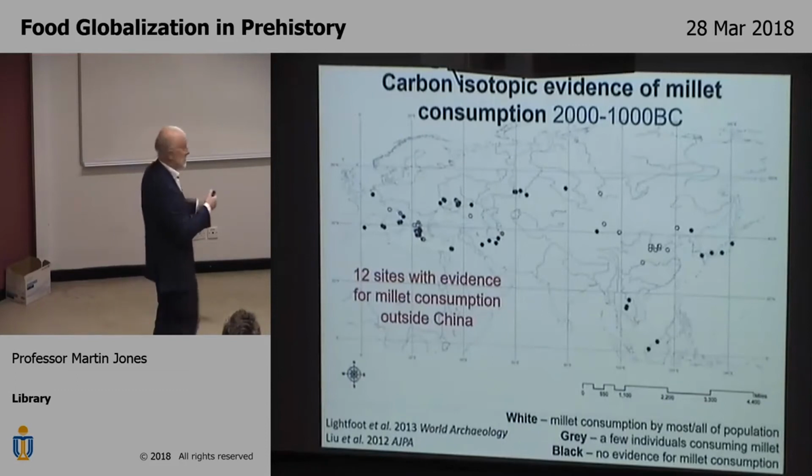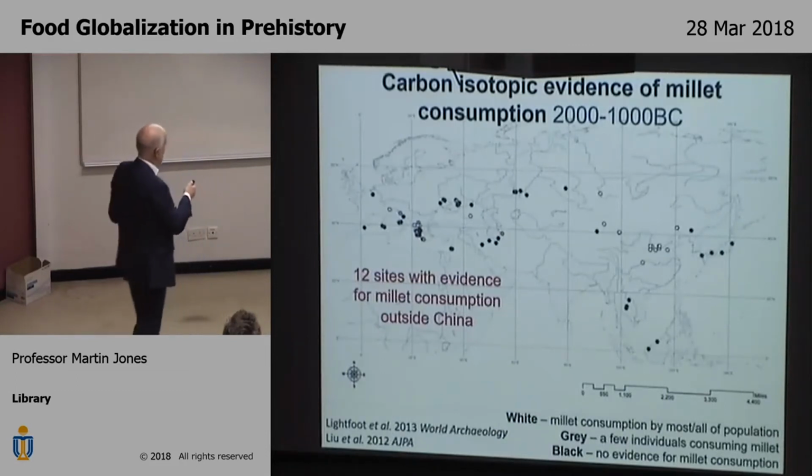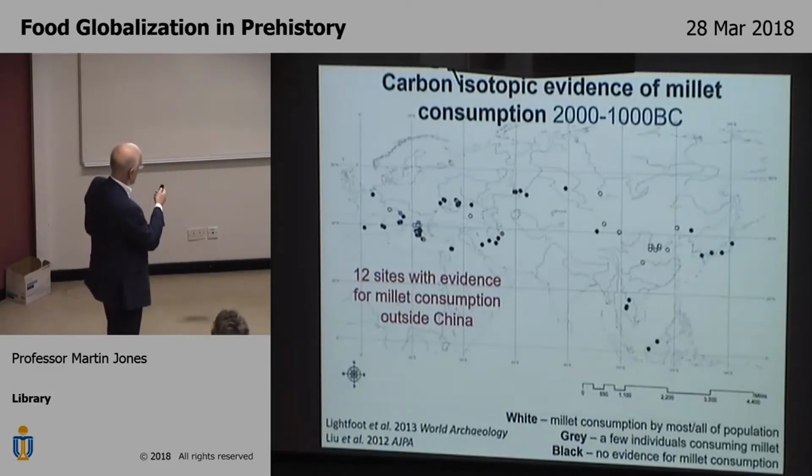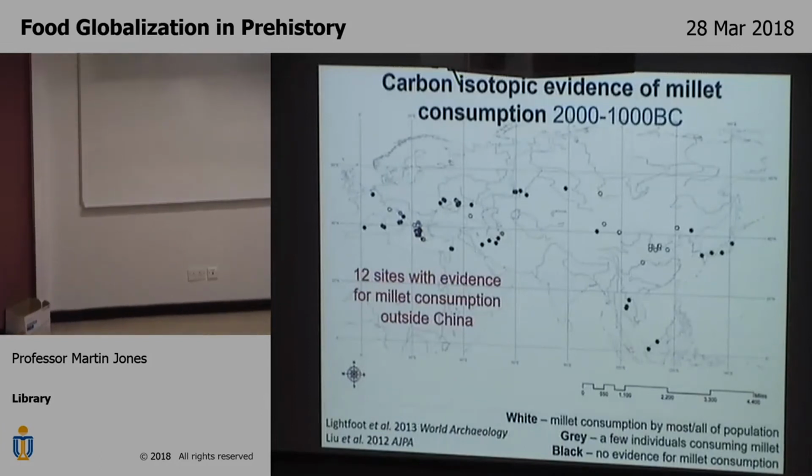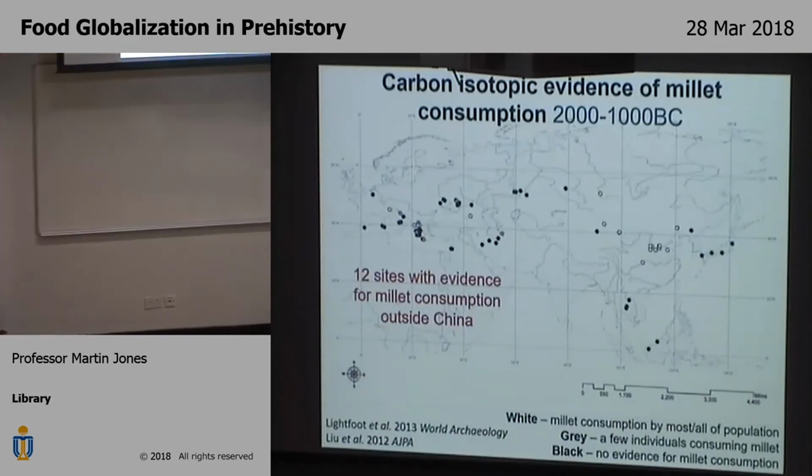Going forward 1,000 years, you can see it changes. You still have millet in the right place, but now you have a number of grey dots and also a few white dots. So it's kind of unfolding into something where certain communities are emphasizing the exotic crop. That is quite interesting, and in the historic period, we can find those communities.